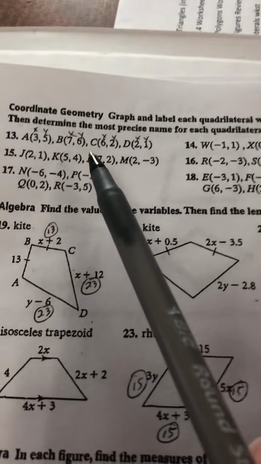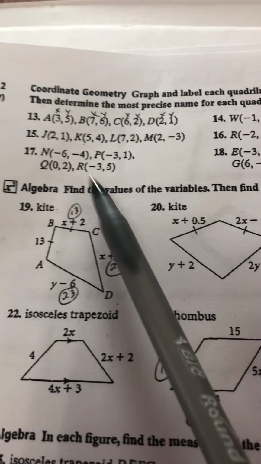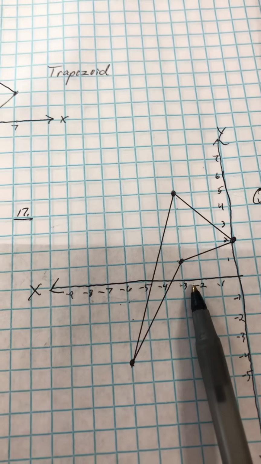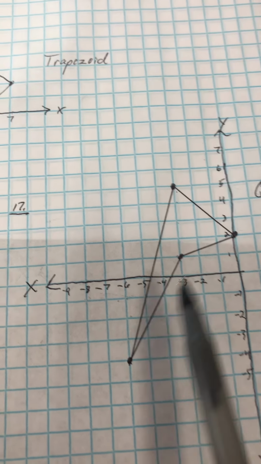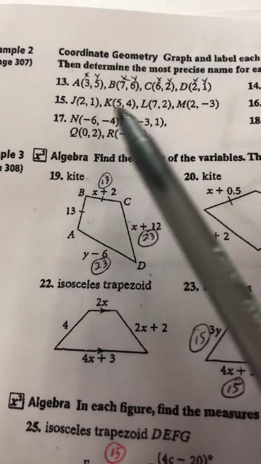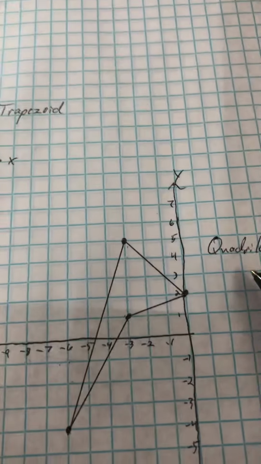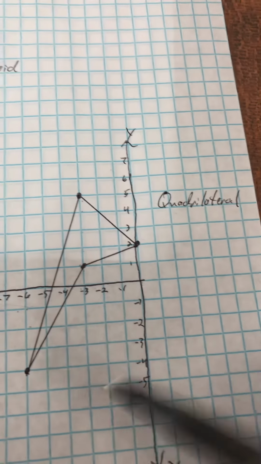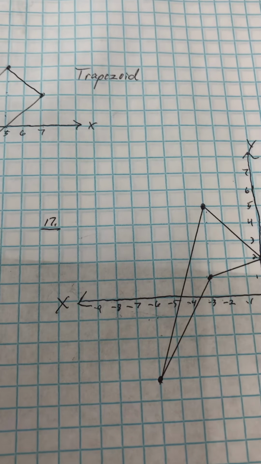And then for number 17, we get those points, and we just get some really ugly looking thing, connecting them in that order that they're listed, NPQR, and we're just going to call that a quadrilateral. It's just something with 4 sides.